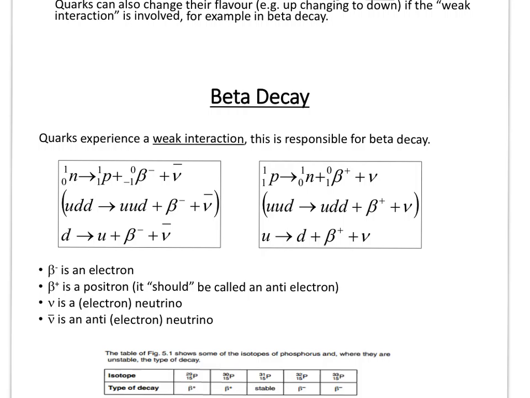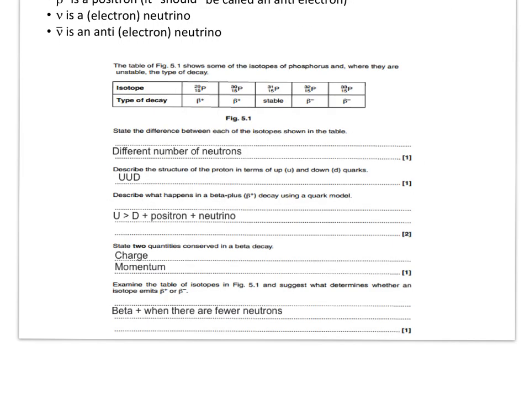Quarks experience a weak interaction. This is responsible for beta decay. Beta minus is an electron. Beta plus is a positron. It should be called the anti-electron. There's also a neutrino and antineutrino involved.